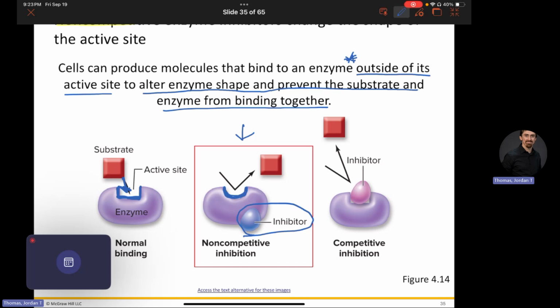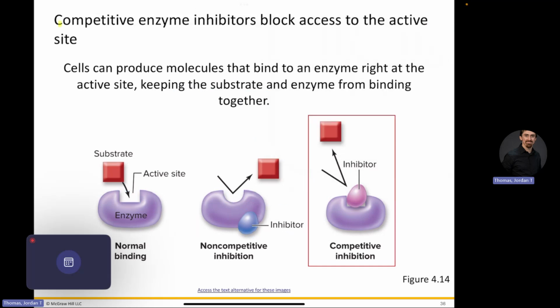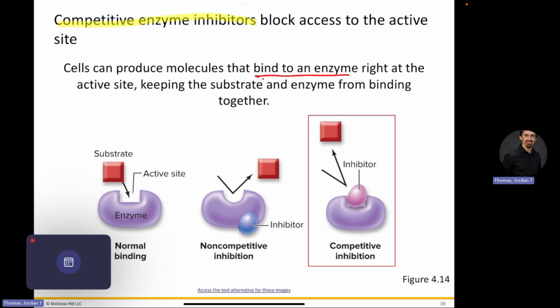So we are not competing with the active site. We are simply binding somewhere else on the enzyme to make it where the substrate can't bind anymore. And that's the opposite of what a competitive enzyme inhibitor is. A competitive enzyme inhibitor binds to the enzyme right at the active site, keeping the substrate and enzyme from binding together. So if it's competitive, it's fighting for that active site. It wants to get in there and it wants to block that substrate.